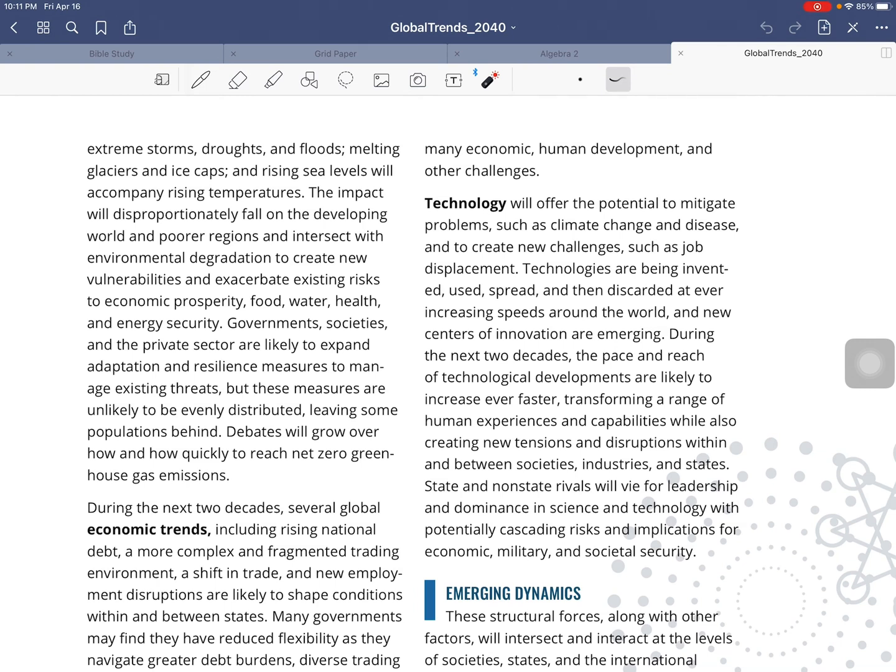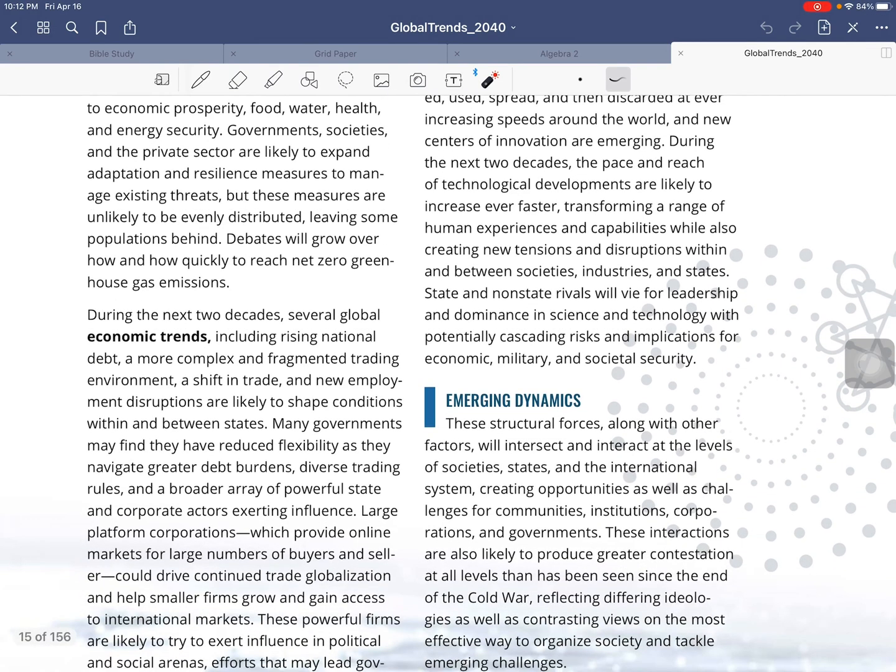Governments, societies, and the private sector are likely to expand adaptation and resilience measures to manage existing threats. But these measures are unlikely to be evenly distributed, leaving some populations behind. Debates will grow over how and how quickly to reach net zero greenhouse gas emissions.